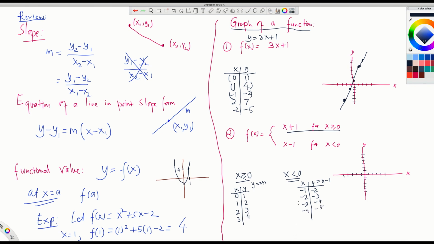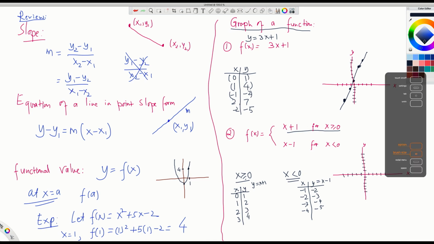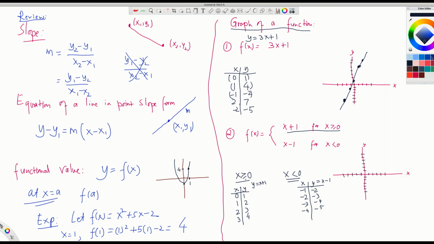Okay, now I want to draw the graph of this function. So how do I draw the graph of that function? Let us plot this first. At 0 it is 1, at 1 it is 2, at 2 it is 3, at 3 it is 4. So this is one part of that graph, one piece of that graph, and it keeps going, right? Because we can pick any value of x greater than 0, right?